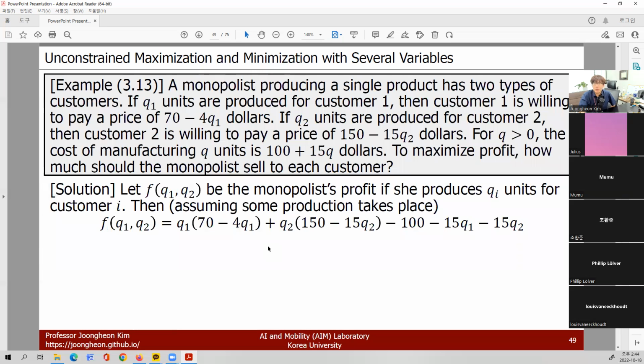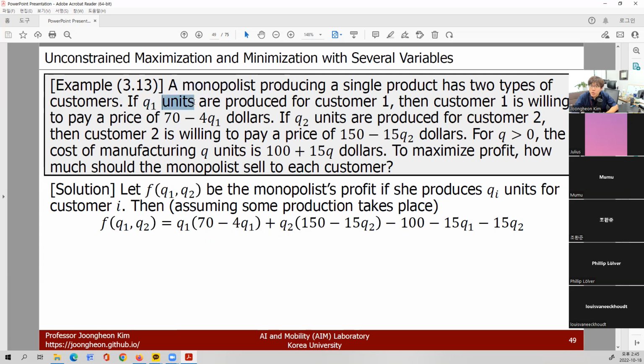So let's look at the other examples here. Let's understand everything with this example. Then we can easily understand what's going on, okay? A monopolist producing a single product has two types of customers. Okay, we have two types of customers.